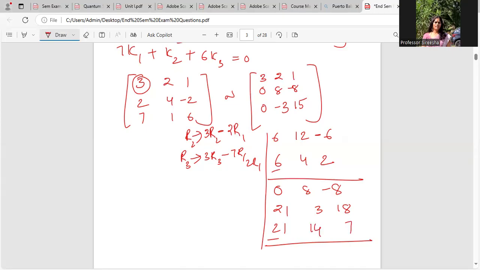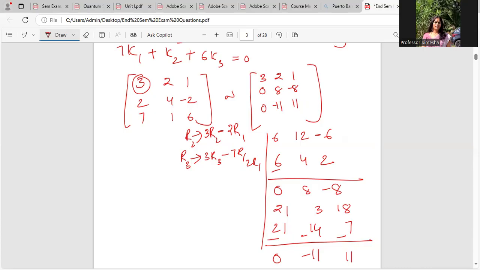14 and 7. Now after subtraction, the first element is 0. 3 minus 14 would be minus 11. 8 minus 7 would be 11, right? So this is not 3 and 15. This is 11 and minus 11. Okay? I'm sorry, minus 11 and 11.